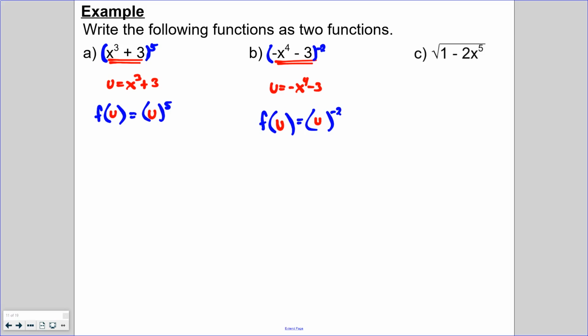And then moving on to letter C, we can see our inside function here is going to be 1 minus 2x to the fifth. And we can see that the outer function is the square root. So therefore f of u is just going to be the square root of u. So inner, outer, inner, outer, inner, outer. Great. Nothing too difficult there.